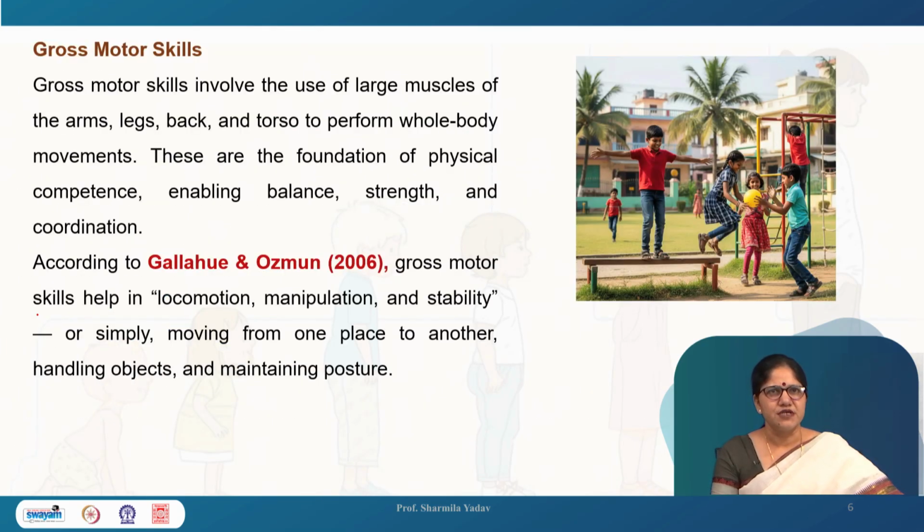Let's discuss gross motor skills. Gross motor skills involve the use of large muscles of the arms, legs, back and torso to perform whole body movements. These are the foundation of physical competence, enabling balance, strength and coordination. According to Gallagher and Osman, gross motor skills help in locomotion, that is movement, manipulation and stability, or simply moving from one place to another, handling objects and maintaining posture.